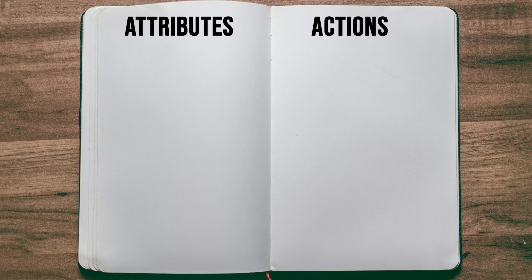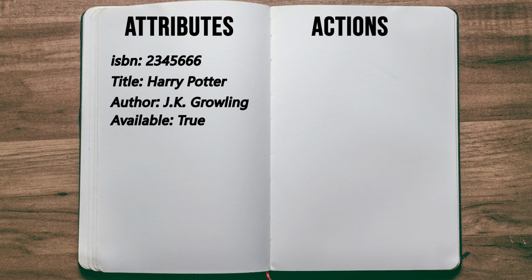A book can have attributes such as ISBN, title, author, and availability. It can also have actions, so reading can be an action, or if it's a book at a library, we may also have an action to loan the book. All this information, the attributes and the actions, can be contained in one book object.